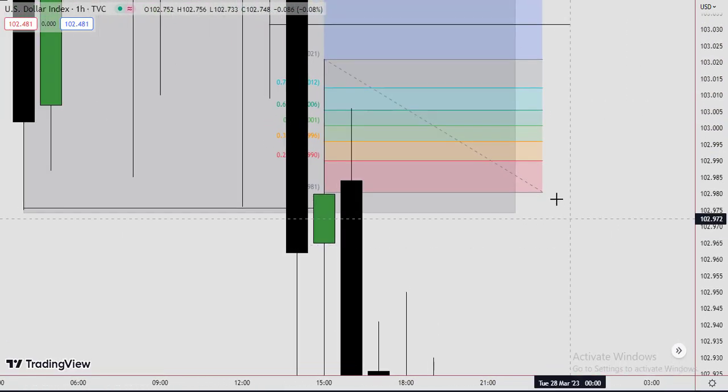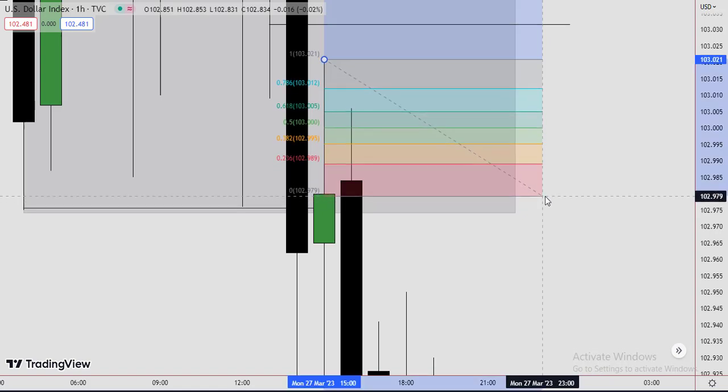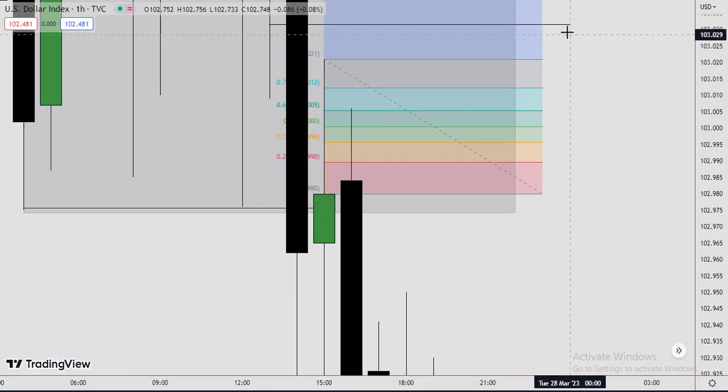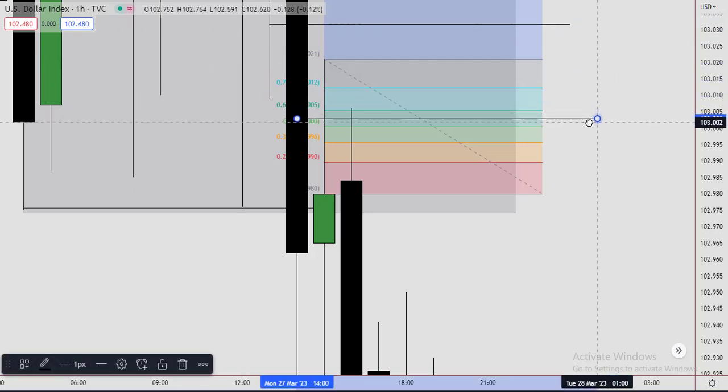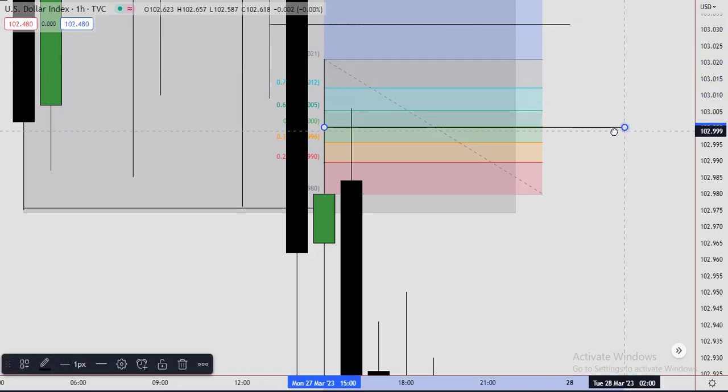Zoom and do just 50% of the candle wick. That's an implied fair value gap. So I'm going to do 50% of that candle. This is the candle.